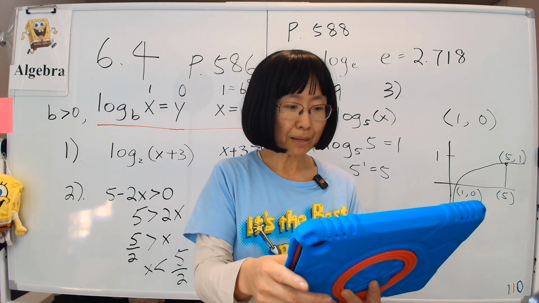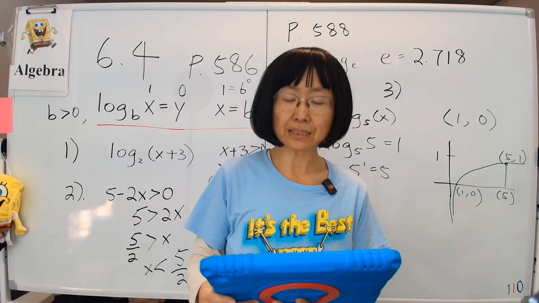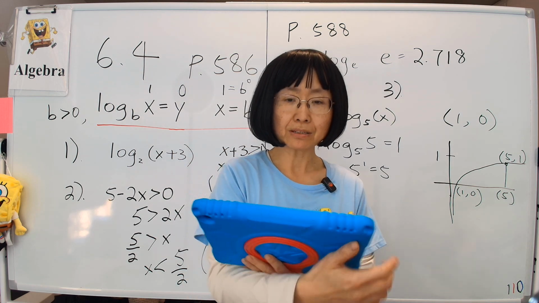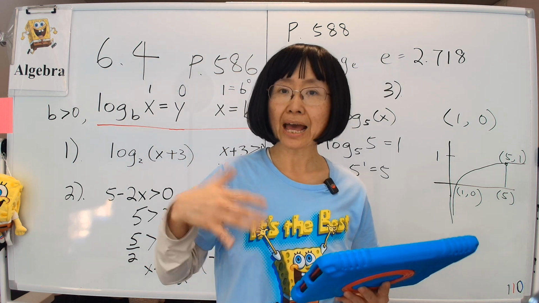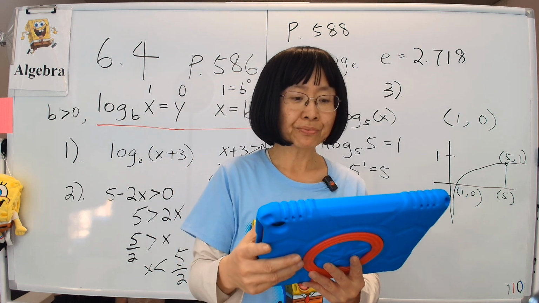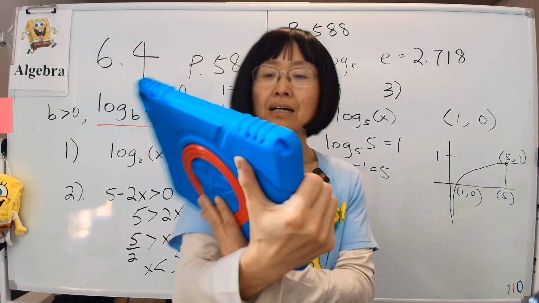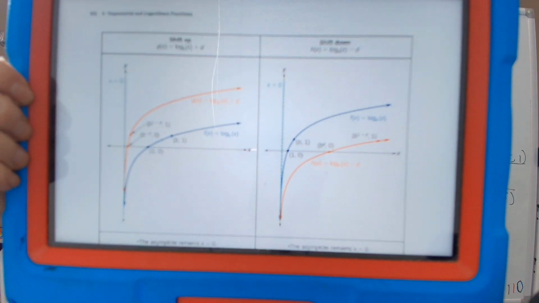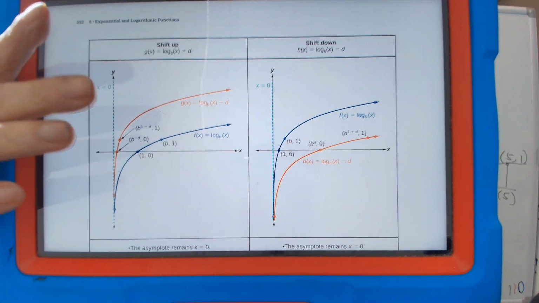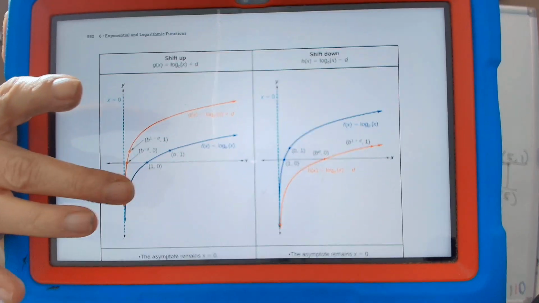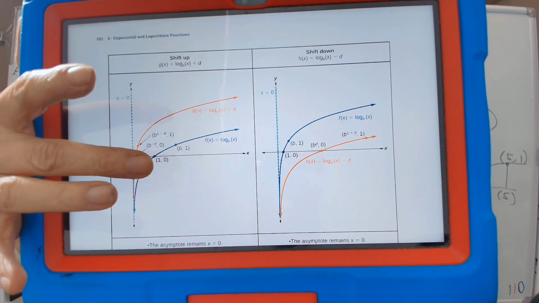So next, let's look at page 592. The same thing as we have learned before. That is, when you add a number to the whole graph, then you shift it up, right? When you subtract, you shift it down. And that's true for logarithm as well, with no difference. There's no conditions or nothing. So here's the original graph of logarithm. It goes to 1, 0.